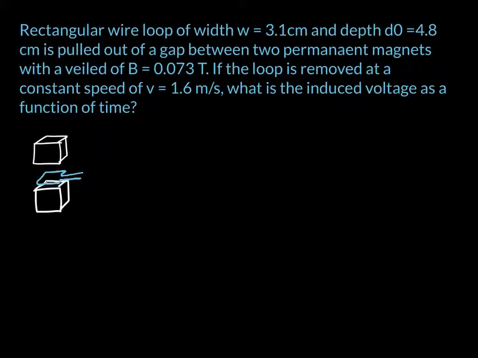okay, and the width of the loop is back here, the initial, now I say initial length, and it's not, initial length is really how much of that edge is still inside of the magnetic field.